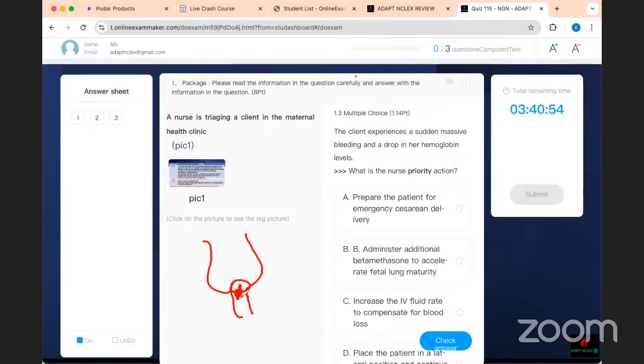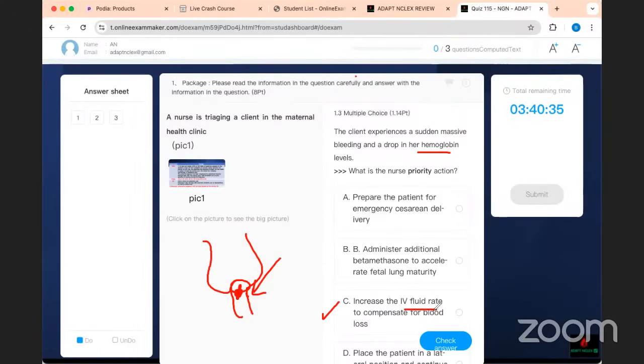Okay. And the hemoglobin is dropping. Shortly, mommy is going to be in shock, right? If you decide to give them fluid, well, it's not going to prevent the ongoing bleeding. We got to save the mommy and we got to save the baby.